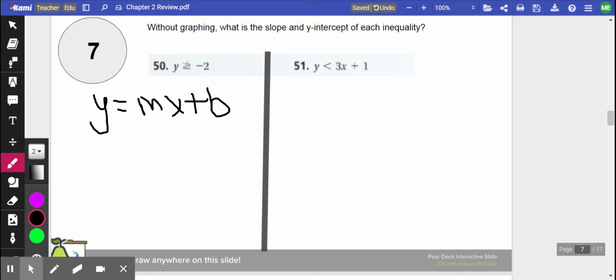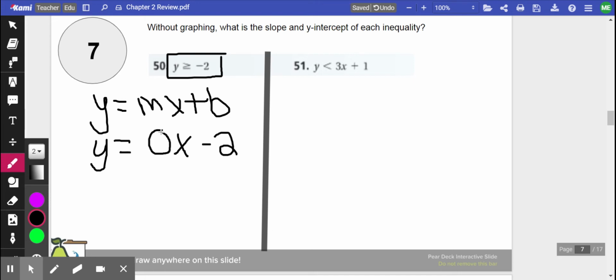In this example number 50, we notice that there's a variable missing. We notice that x is missing. So in order for x to be missing, we have to multiply it by 0, because if you multiply anything by 0, it disappears. So my slope for this example is just 0.